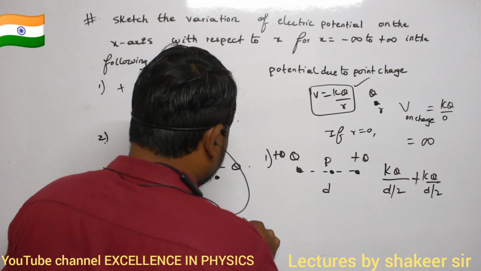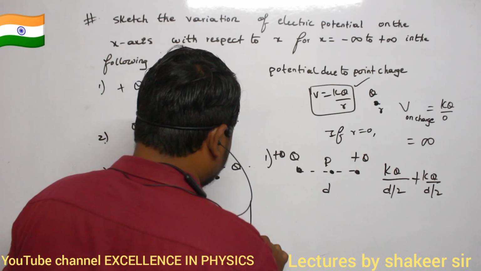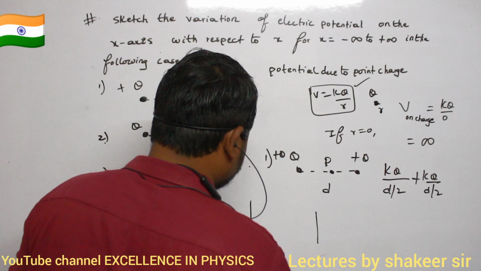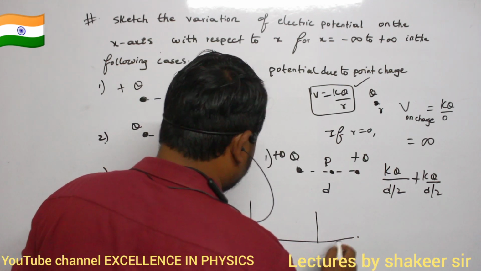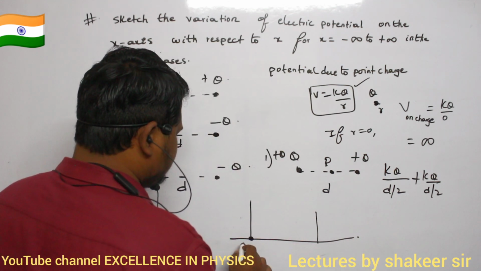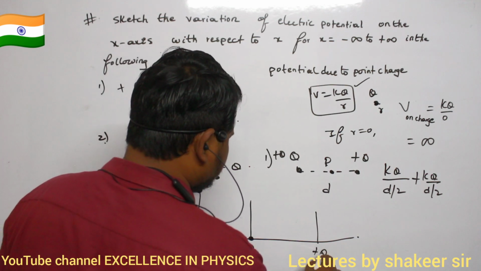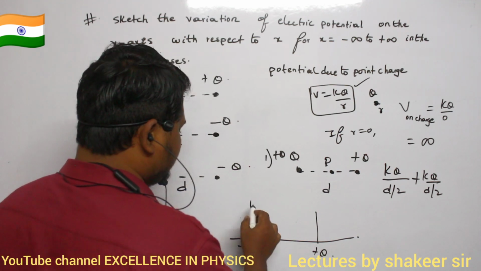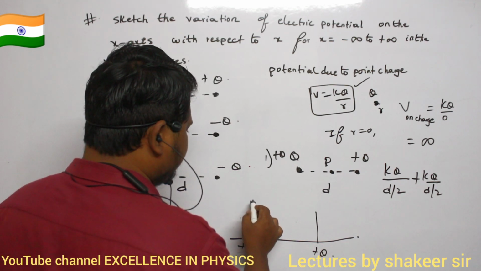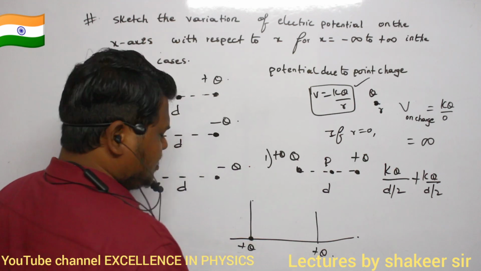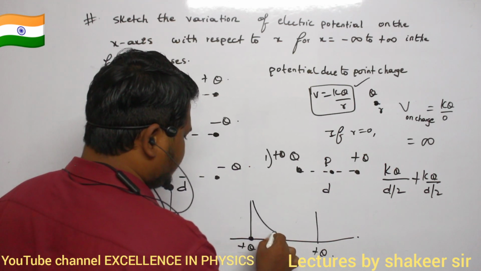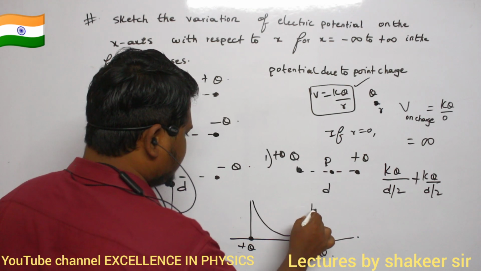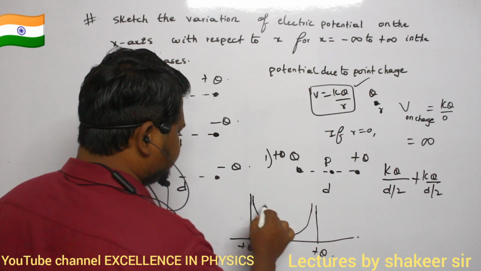So, for example, if this is the position of two charges, are you able to understand? So this is plus Q and this is also plus Q. So here potential is infinity, no? Here also potential is infinite. So therefore, can I draw a graph like this? I can draw a graph like this, no?